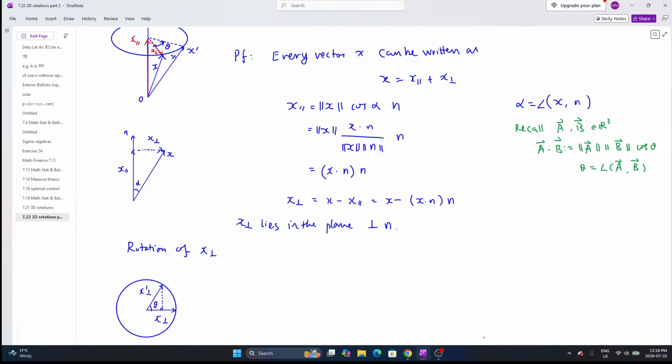Okay. And so we notice n cross x perpendicular is just n cross x, because you can write x perpendicular as x minus x parallel. And x parallel, as we know, is in the n direction. So n cross x parallel is 0, so you just get n cross x. So that's an observation.